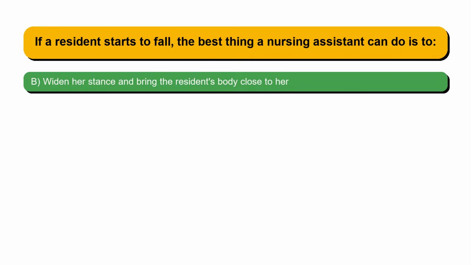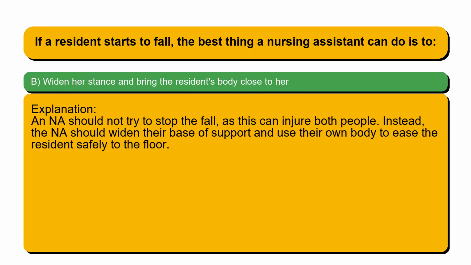The correct answer is option B, widen her stance and bring the resident's body close to her. An NA should not try to stop the fall, as this can injure both people. Instead, the NA should widen their base of support and use their own body to ease the resident safely to the floor. Question 10.